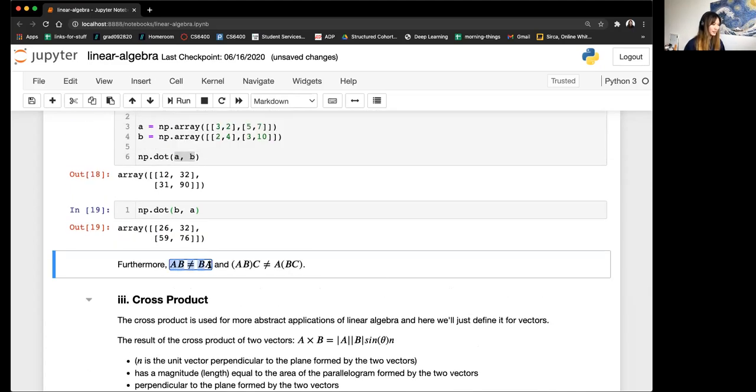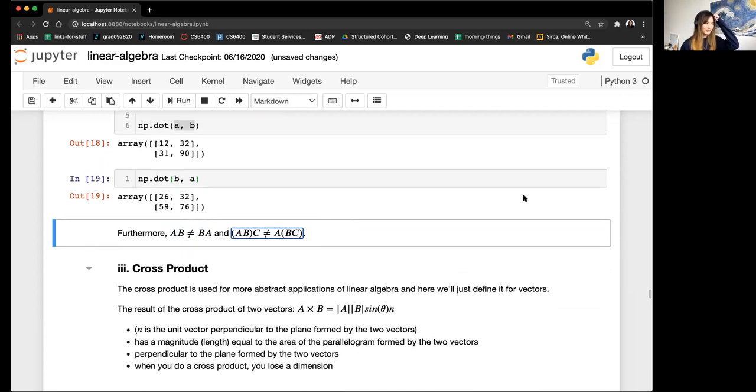Yeah, furthermore, A times B is not the same as B times A, and also the order in which you're doing your matrix multiplications, if you're doing multiple matrices, also changes the result. Cool.